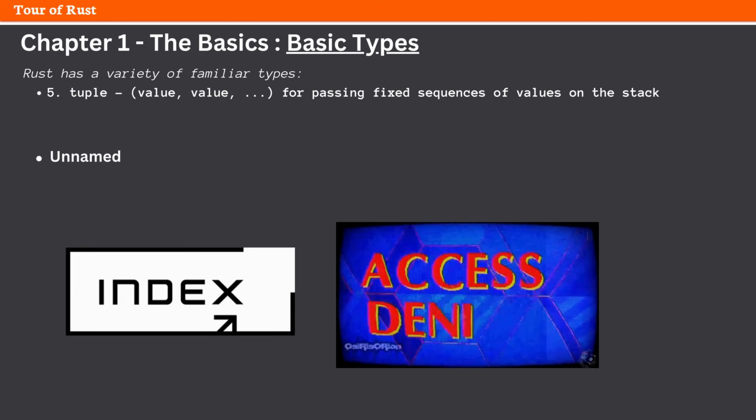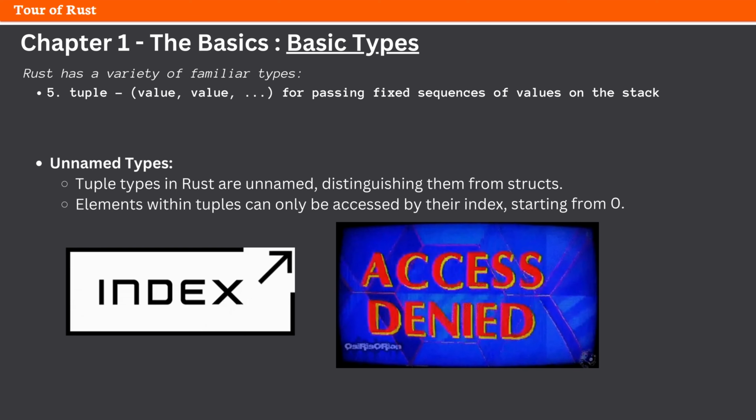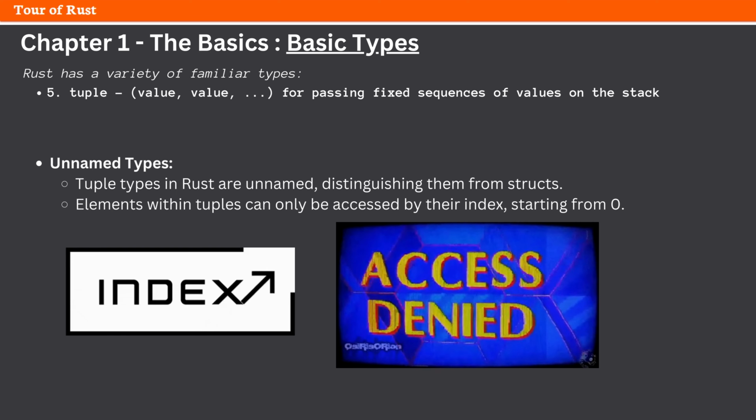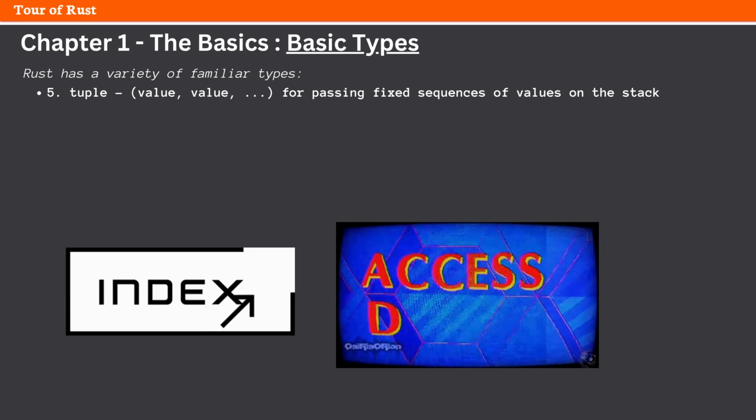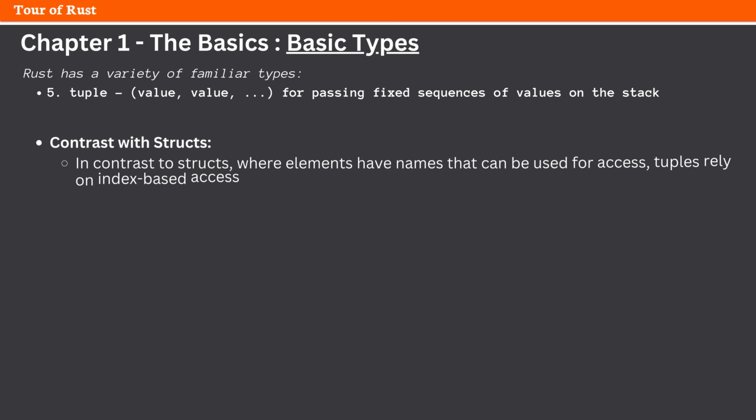One thing to note is that tuple types are unnamed, which means that their elements can only be accessed by their index, starting from 0. This is in contrast to structs, which have named elements that can be accessed by name.